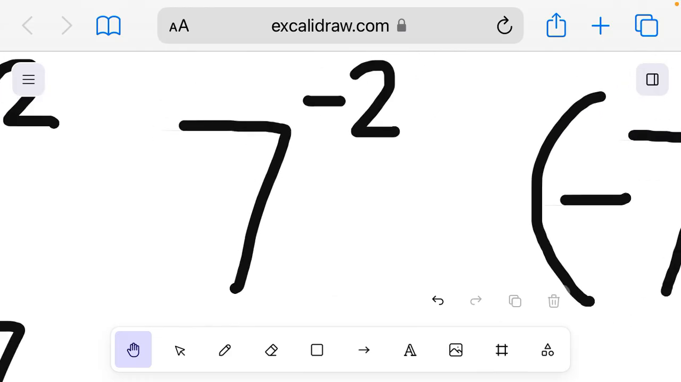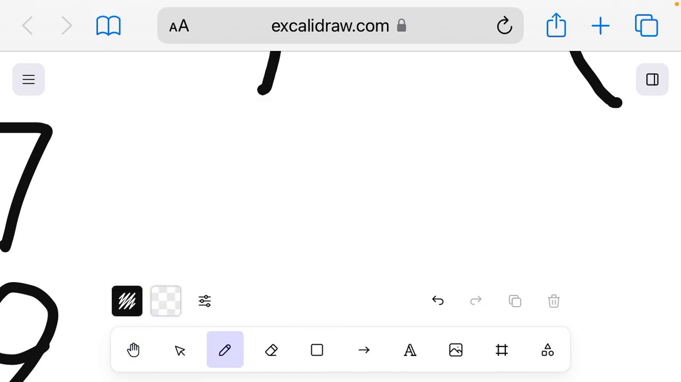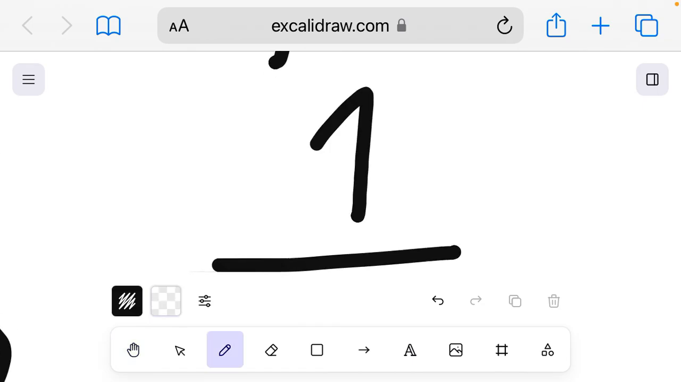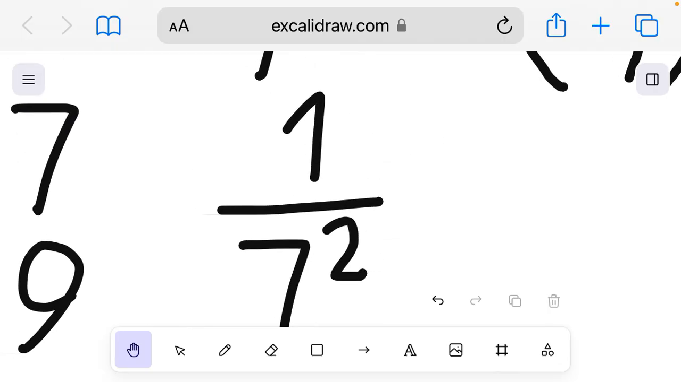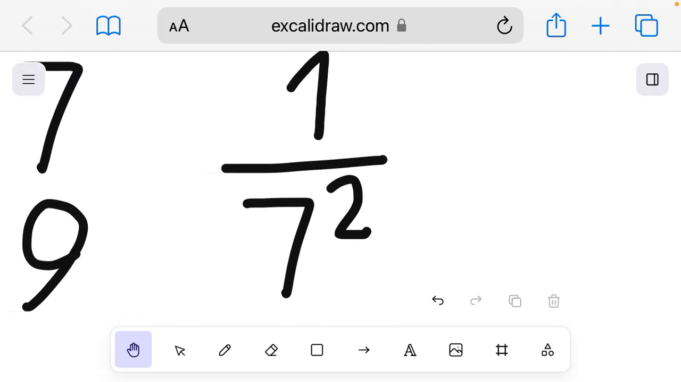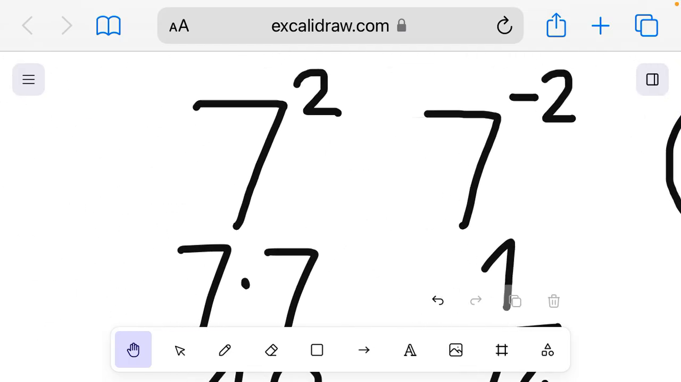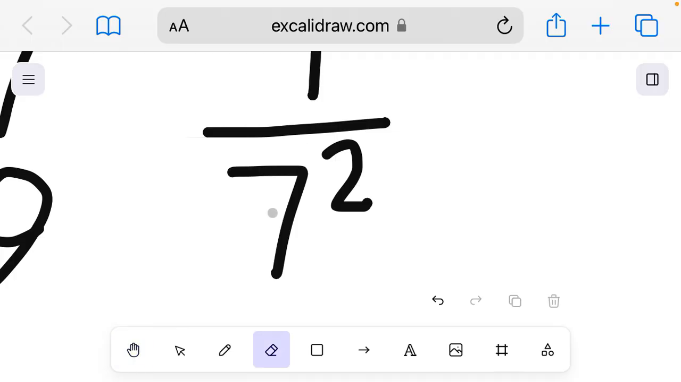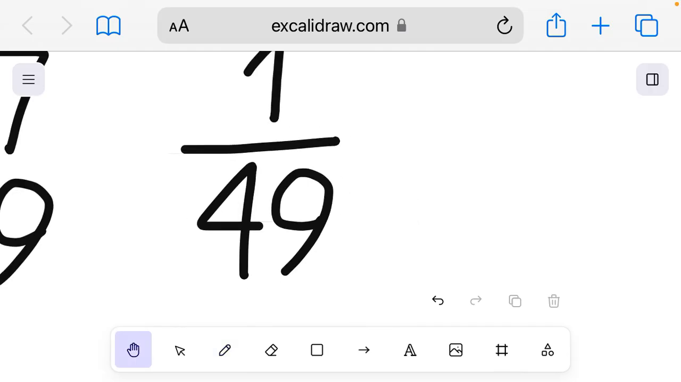We have 7 to the negative 2. If you don't know what I mean by negative squared, it's raised to the negative 2, or the negative second power. But let's just continue on. Basically, we have 1 over 7 squared. In other words, we have 1 over the base to its positive exponent. So we have 1 over 7 squared, and we know 7 squared is 49. So we write 1 over 49. That's the answer to the second problem.